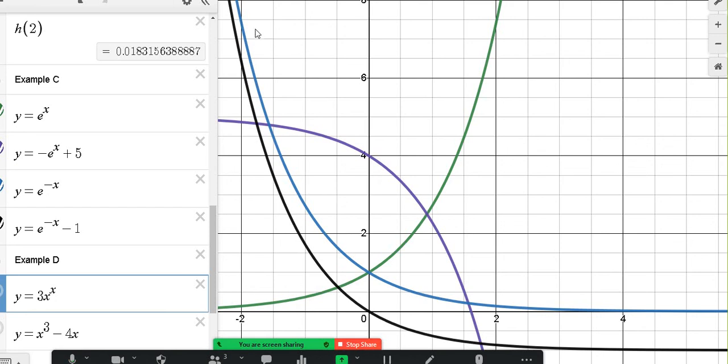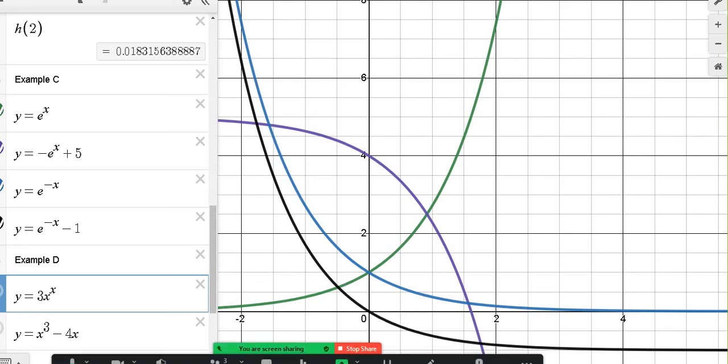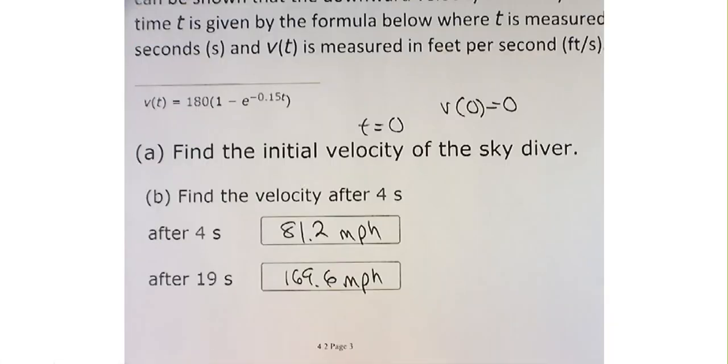So I think that's it. We should be good in this section. And if you have any problems with the homework, let me know.